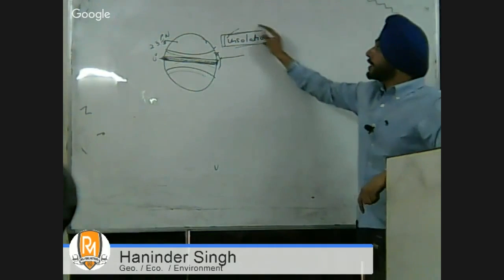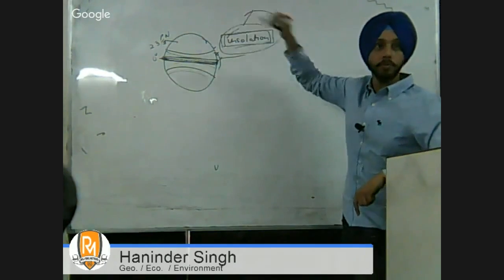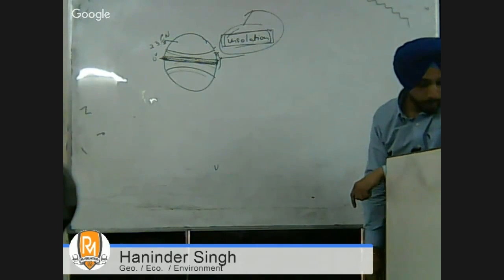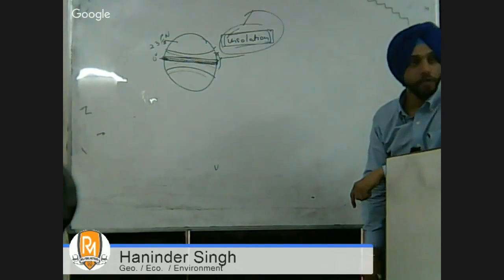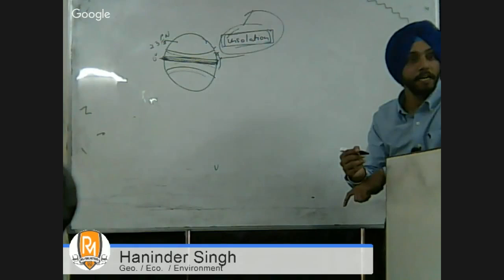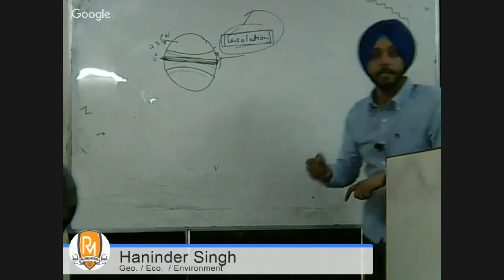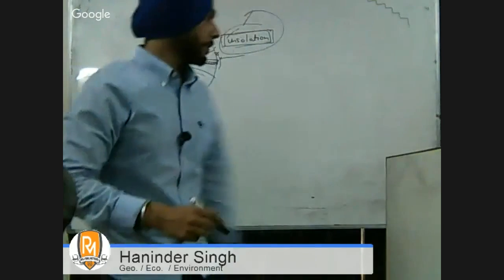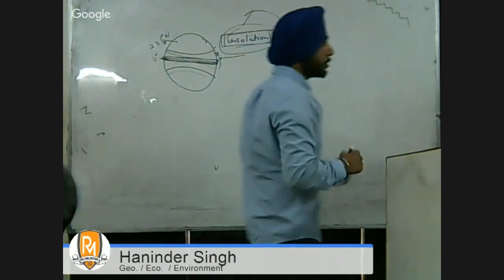The real reason for this is insolation, so please write in brackets: due to insolation. There is a drop of 0.5 degree centigrade per latitude.